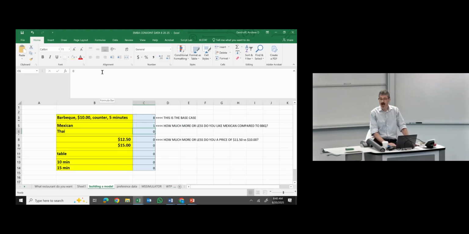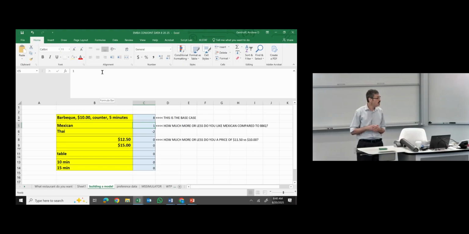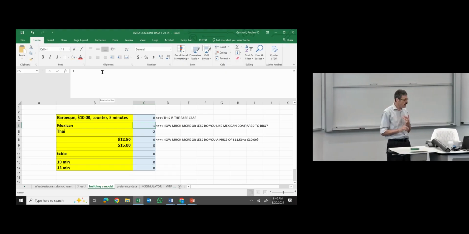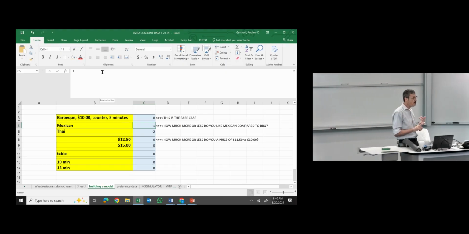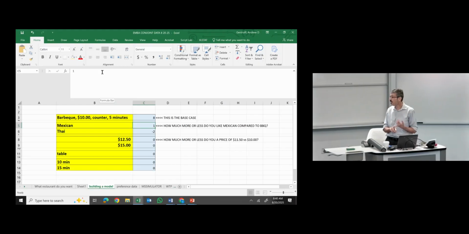And then if it were a Thai restaurant instead of a barbecue or Mexican restaurant, would you like it more or would you like it less? And you can like it the same amount. -2. Okay, -2. So I'm getting a hint here that your favorite restaurant of the 3 is probably a Mexican restaurant, then barbecue less, and then Thai even less than that.